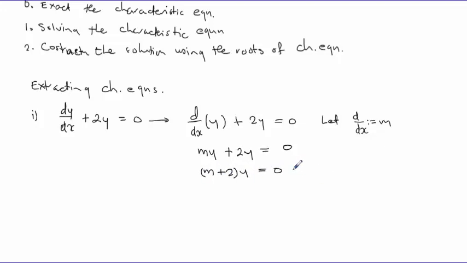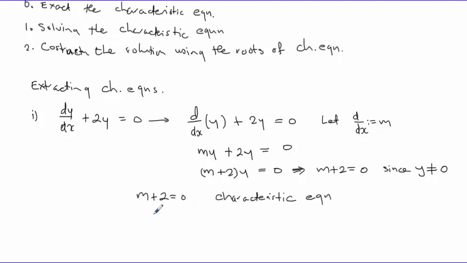And usually we will say here this implies that m plus 2 equals 0, since y is not considered to be a trivial solution. So our only possibility is that m plus 2 equals 0. Then this m plus 2 equals 0 becomes our characteristic equation. We've already seen that we solve this and arrive at m equals minus 2, then build our solution. That's important.